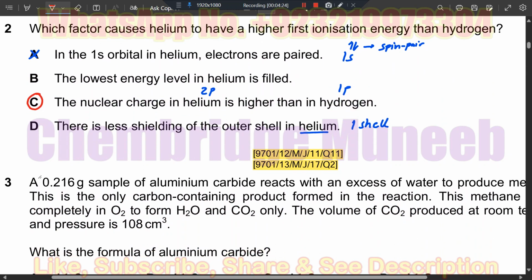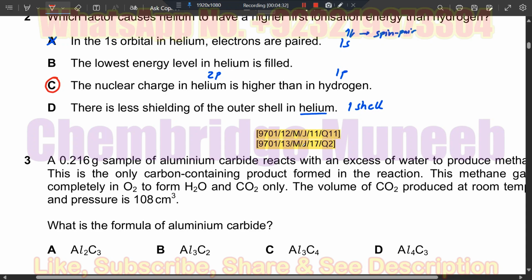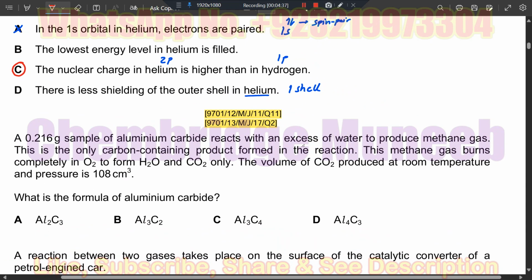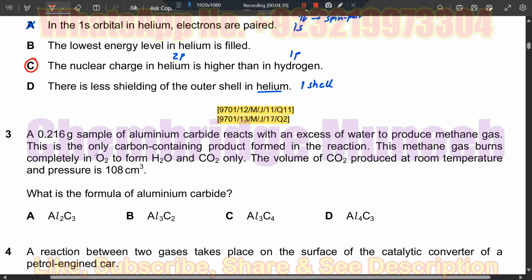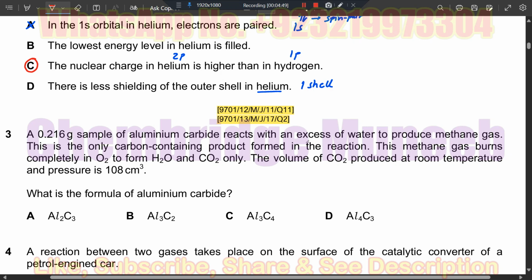Now the next question is a repeated question from 2 different years, May June 17 and May June 11. You can also check out these questions on YouTube to find the explanation for these questions from there. The question says that we have the aluminium carbide compound reacting with the water to form the methane gas. So basically we have to construct the equation here.